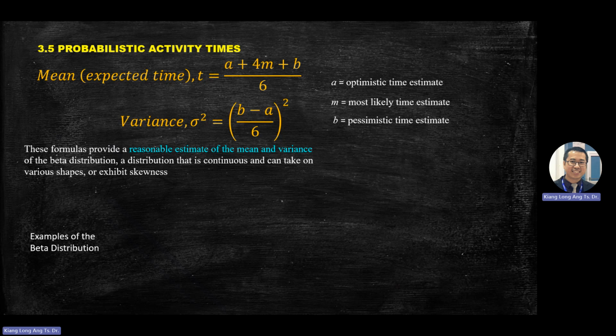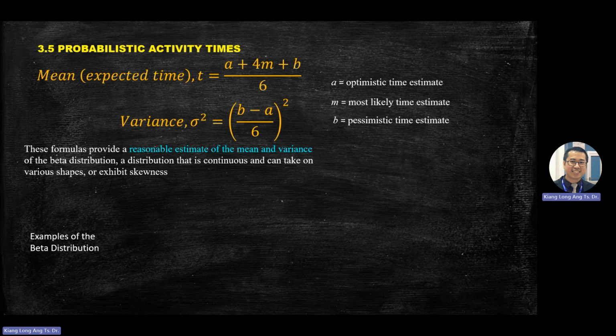Standard deviation with this sigma. You learned about this one already, right? I think in another module you also used this one. So variance is (b minus a divided by 6) squared. Standard deviation is you take the square root, which is b minus a divided by 6.